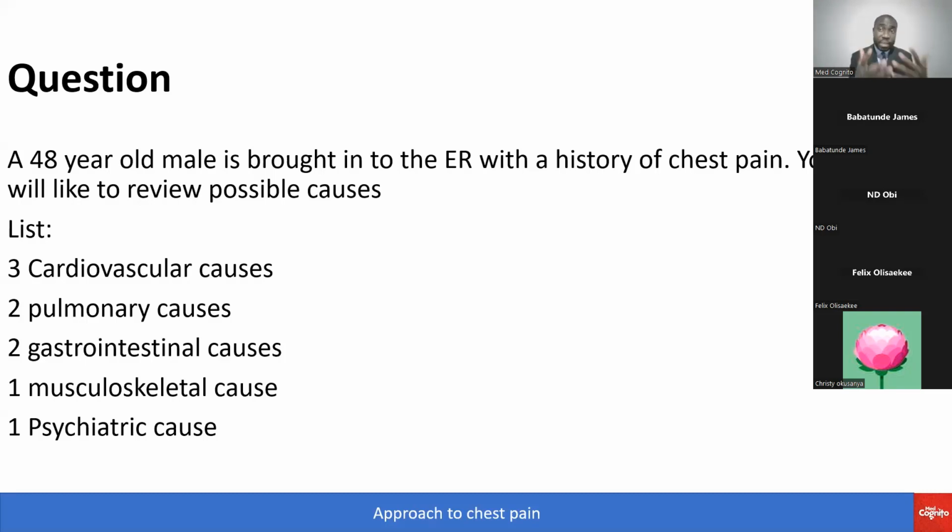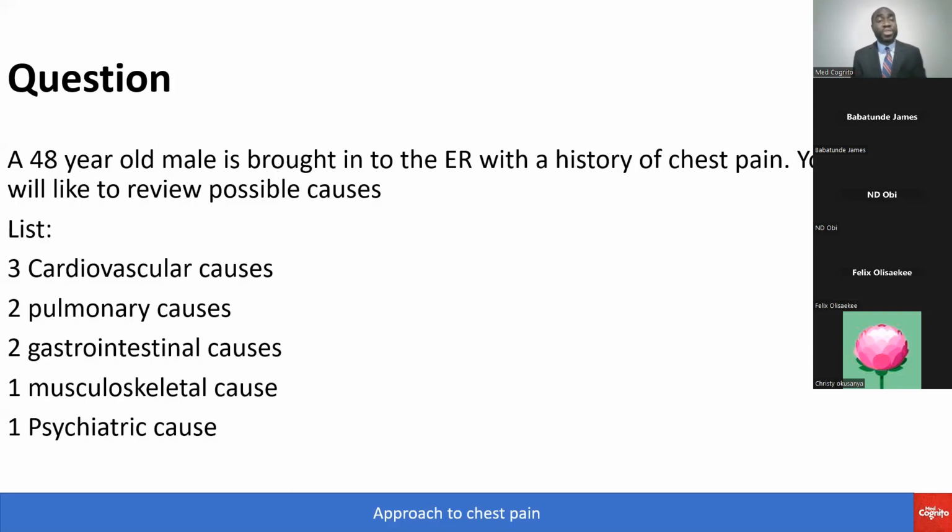Beautiful. So please, in the comment section, may I know who read this? Dr. Akano? In the comment section, the other participants, can you type cardiovascular? Then you write some of the causes: pulmonary, gastrointestinal, musculoskeletal, psychiatric causes. Can we go? And Dr. Akano, can you try one of them? Can you pick one of the systems and just give me some of the life-threatening causes?